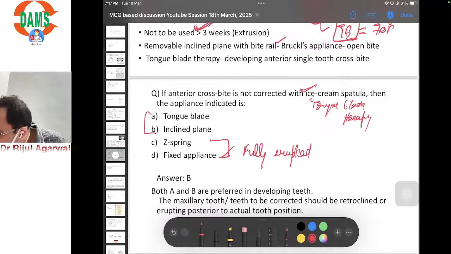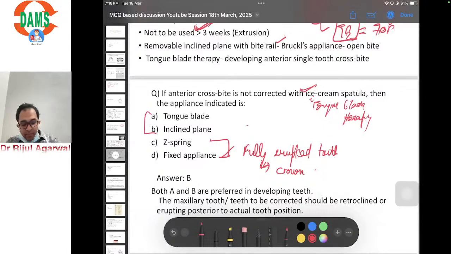Z spring and fixed appliance are used for fully erupted teeth, meaning that the crown should be fully present or erupted inside the oral cavity for a Z spring to be used. Okay, so please, if the question mentions a developing tooth, recently erupted, or something age specific, like 7-8 years of age where the crown is not fully erupted, that means the examiner is trying to point you towards developing teeth. It's not mentioned here whether the crossbite is fully developed or not. That's why I put up this question.